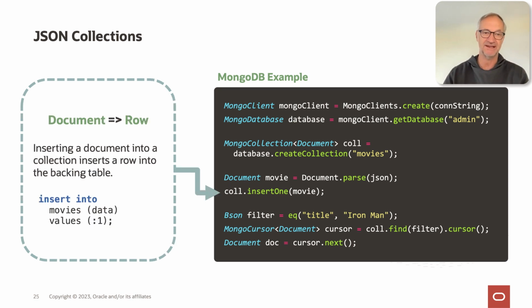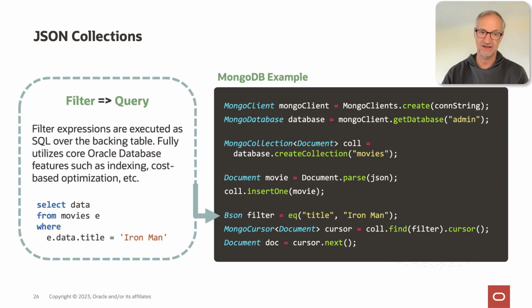And you probably can guess what comes next, right? If you insert a document into a collection, this is translated into inserting a row in the Oracle database. And a filter, if you say something like, I want to see all the movies that have a title of Iron Man, right? We translate that as part of the interception protocol into SQL, which also enables us, the moment we're getting into SQL, to leverage whatever the Oracle optimizer does for working with data.